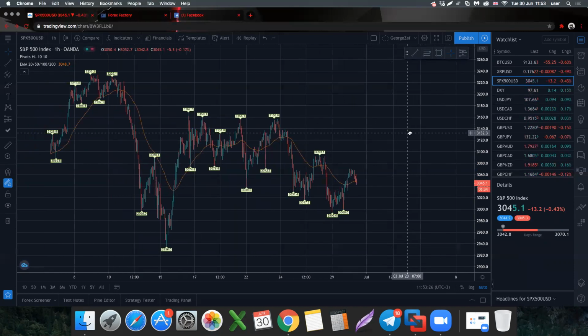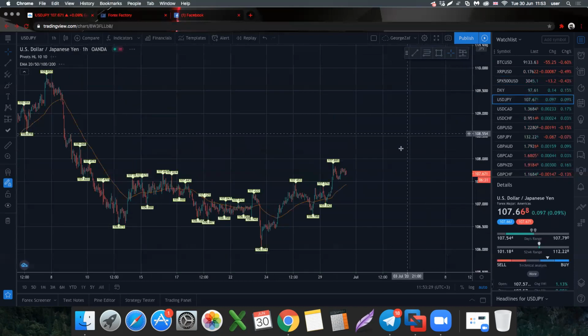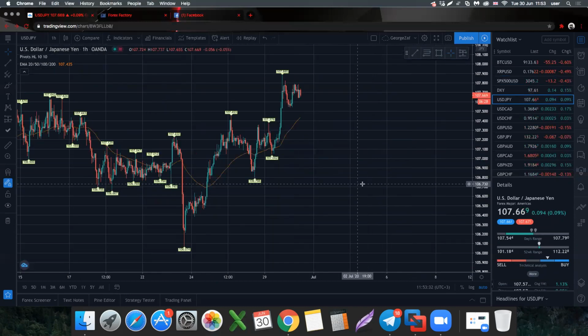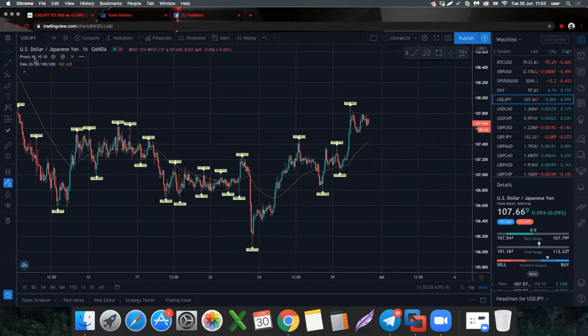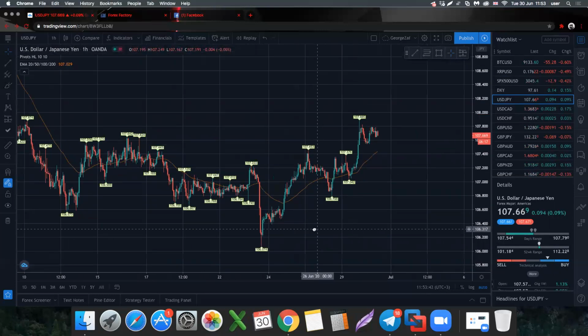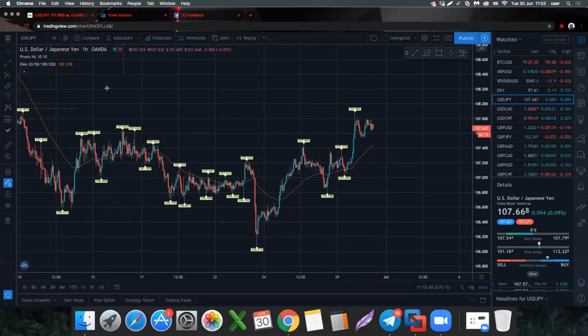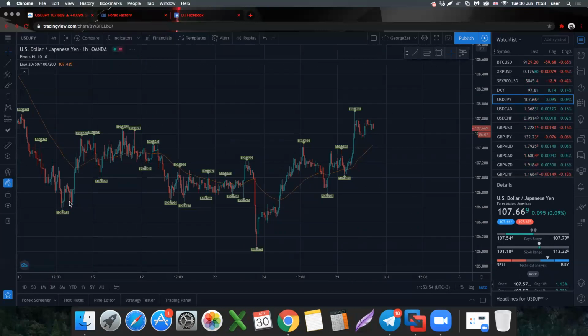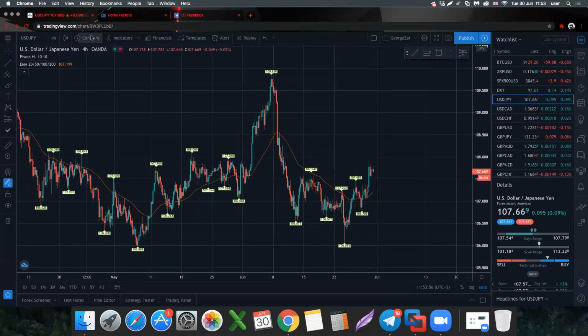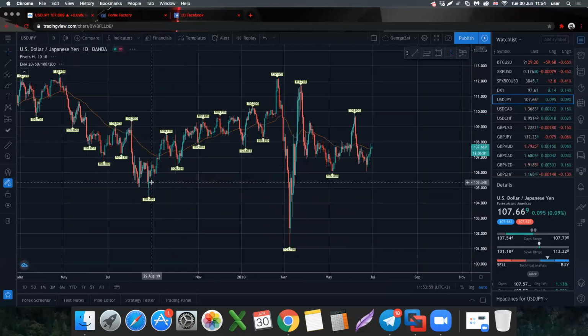Let's see USD JPY. As you can see, I use the pivot high and low and the EMA 50 indicators that help me draw my Fibonacci. In 1 hour, USD JPY, I see a clear uptrend. I check also on 4 hours. Yes, it's an uptrend. And on the daily, it's consolidating, but it will probably turn to an uptrend.